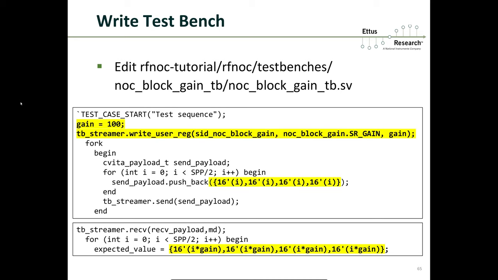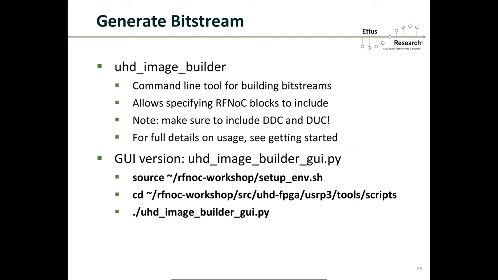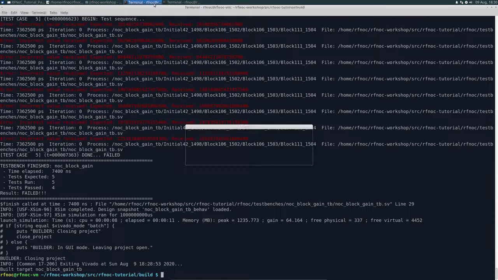So now that we have set up our test bench and ran it, the next logical step is to generate a bitstream. To do so, we run a tool known as UHD Image Builder. Specifically, I like to run the GUI version called UHD Image Builder GUI.py. It is a Python script file. It's located in our UHD FPGA source directory. So let's go ahead and go there and open it up, and we'll step through it.